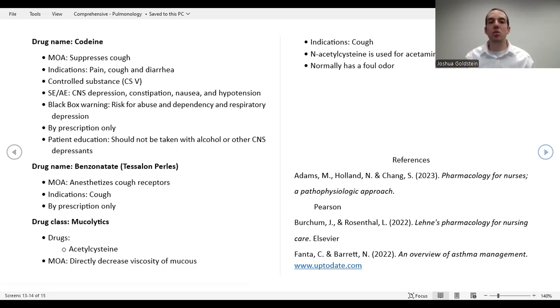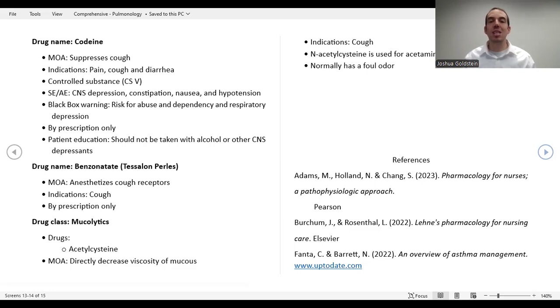Lastly, we have the mucolytics. The drug over here is acetylcysteine, and this thins out your mucus. It decreases the viscosity of your mucus and makes it very thin and more easy for the body to cough up and get rid of. That's why it's called a mucolytic. N-acetylcysteine is in the same drug class, but this is used for an acetaminophen overdose. We talked about that when we talked about analgesics.